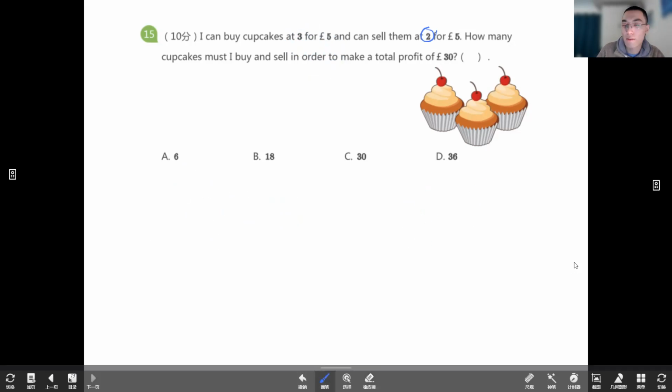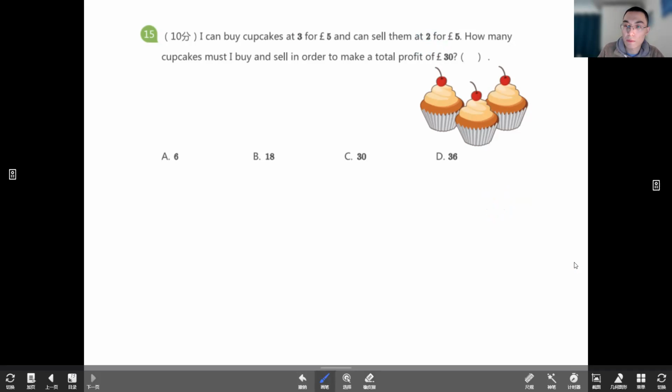Actually, we have 5 over 2 pounds, which is 2.5 pounds, 2 pounds and 50 pence. But for this question, let's just say we only want whole number money. So that means the number we buy, the multiple of 3, should be a multiple of 2 as well. And that is a really important concept, which is lowest common multiple. Not lowest common multiple, just common multiple for this question. So we'll need to find the common multiple of 3 and 2.